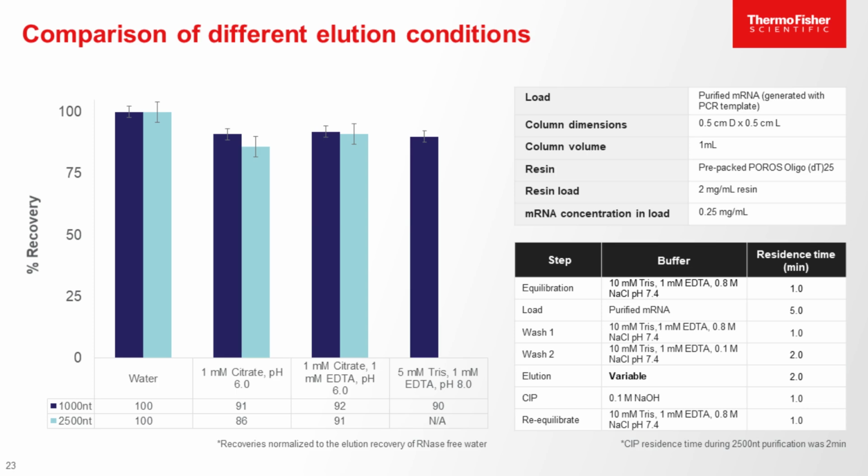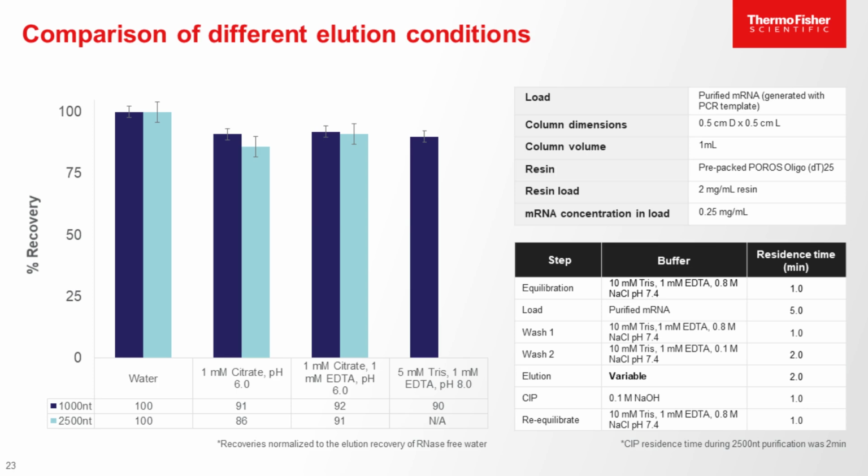After completing the high throughput screening experiments, we then scaled this up to 1 ml column verification runs. So we can see here a summary of a graph that shows recoveries for a 1,000 nucleotide and 2,500 nucleotide mRNA constructs, and we compared this using water, 1 millimolar citrate pH 6, 1 millimolar citrate, 1 millimolar EDTA pH 6, and 5 millimolar Tris, 1 millimolar EDTA pH 8.